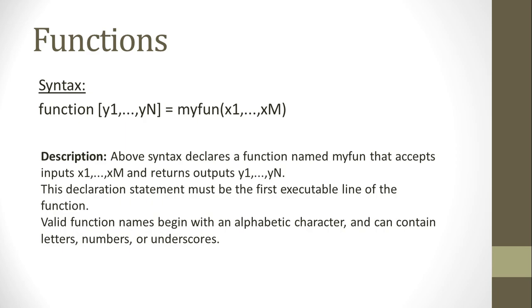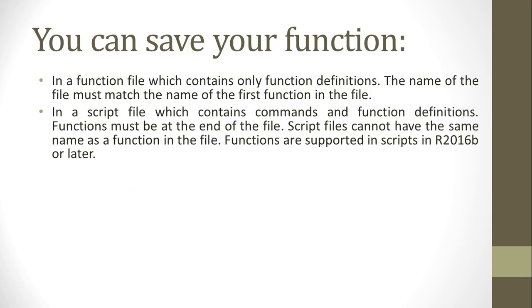Valid function names begin with an alphabetic character and can contain letters, numbers or underscores. After this, you can save your function in a function file which contains only function definitions. The name of the file must match the name of the first function in the file. In a script file which contains commands and function definitions, the functions must be at the end of the file. A script file cannot have the same name as a function in the file. Functions are supported in scripts in 2016b or later versions.